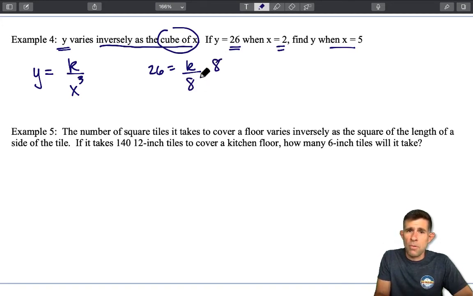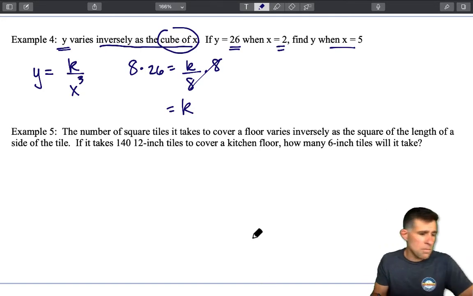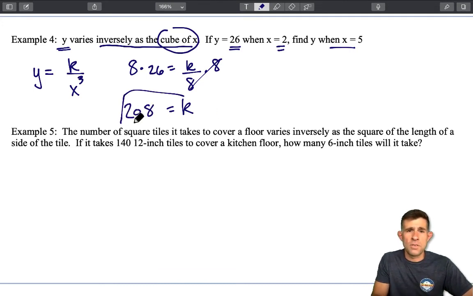And now I'm going to multiply 8 over to the other side. And that's going to give me a k value of 8 times 26. Let me just check my math here. And that gives me 208. All right, I'm going to rewrite my equation now using my constant of variation. Y equals 208 divided by x cubed.